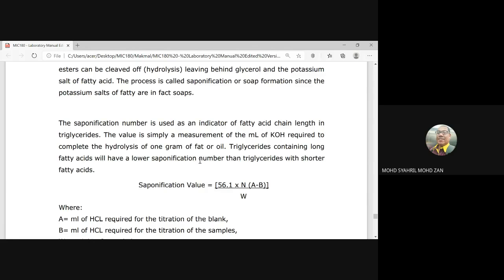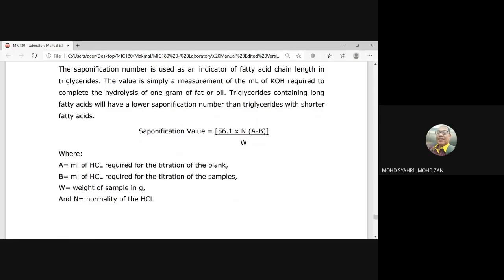Alright, so I have to put in the formula. Saponification value equals 56.1, and this value is intact, or constant, from this formulation. Then the variables change: N, multiplied by A minus B, and then divided by W.